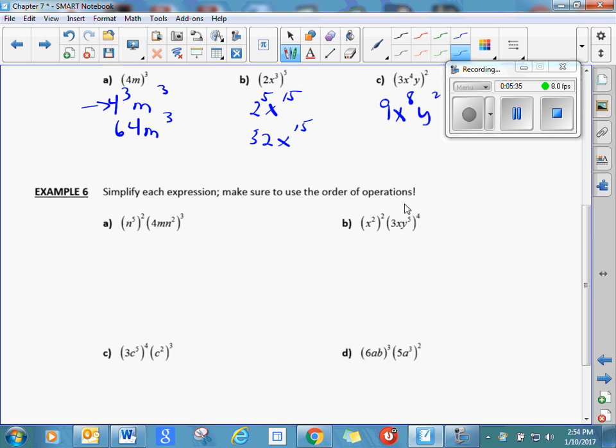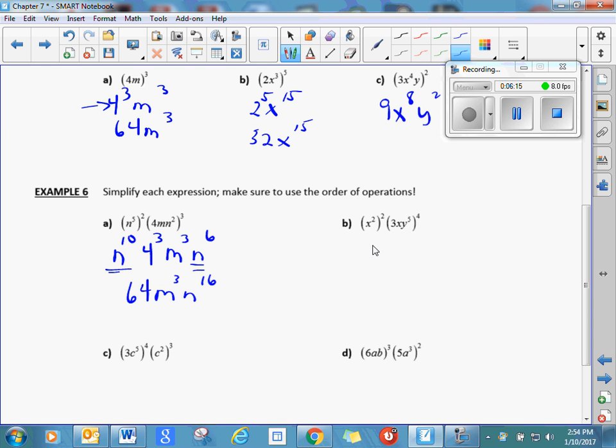Okay, simplify and use the order of operations. So we've got this guy times this guy, but we've got exponents, and we're going to do exponents before multiplication. So this is n to the 10th power times 4 cubed m cubed n to the 6th. Now, what can we do? Well, I've got some like bases here, so I can rewrite this. 4 cubed is 64. I'm going to write m before n because it comes first in the alphabet. M cubed n to the 16.